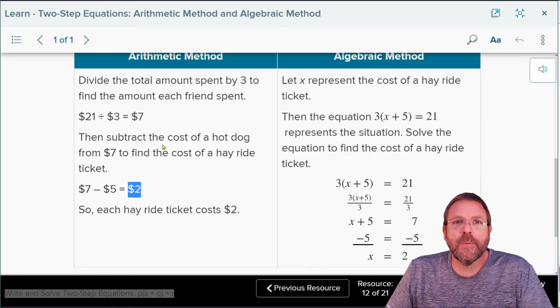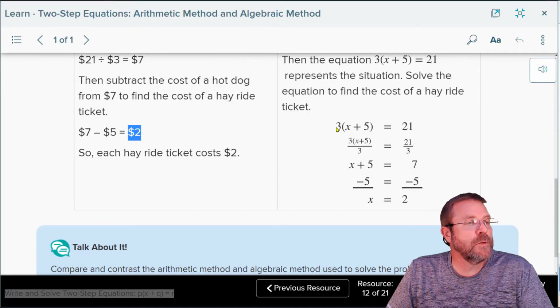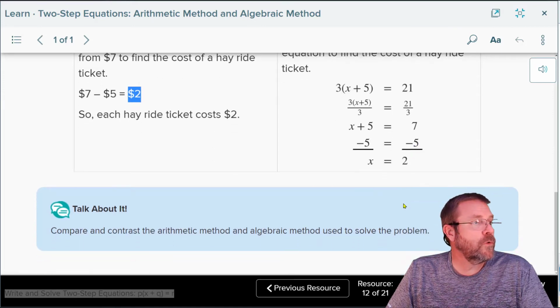Now, this approach works great if you're in elementary school, but you're not in elementary school anymore, so that means you need to be doing big kid math. In our big kid math, they said to create the equation 3 times the sum of the cost of the hayride and the hot dog together. So they did 3 times the hayride and 3 times the hot dog, or they chose to divide both sides by 3. That works too. Divide by 3 here and here. That left you with x plus 5 equal to 21 divided by 3, which was 7. Then they undid the addition by subtracting 5 on both sides, and that left you with x equal to 2 for your answer.